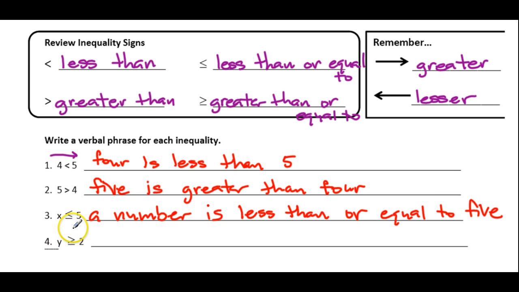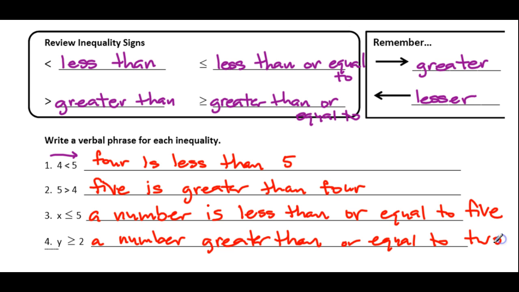And now we have y, so we can say now it's a number greater than or equal, because it's got half the equal sign under it, to 2. Alright, so that's how we translate it. Just practicing reading it left to right, getting comfortable with these signs. Okay?